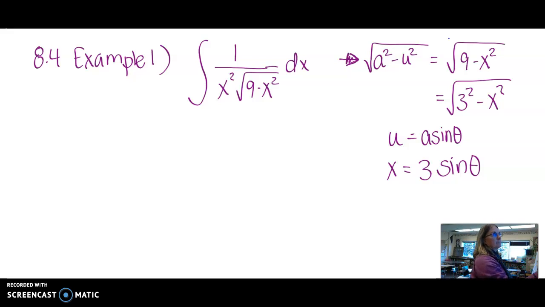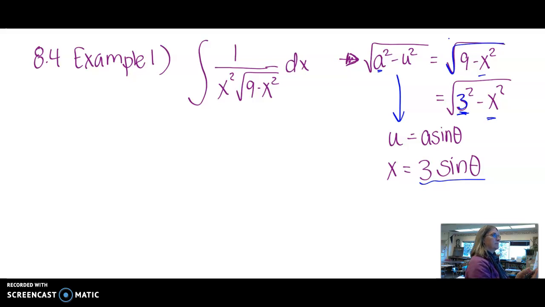So let me back up here. We had the square root of 9 minus x squared, which is the same thing as 3 squared minus x squared. And by your trig substitution, when you have this situation, your u will be a sine of theta, and that comes from that triangle. Again, watch the first video if you want more information about that. Instead of u, we have an x, and instead of a, we have a 3. The a has been replaced with a 3 here. So x is going to equal 3 sine of theta.